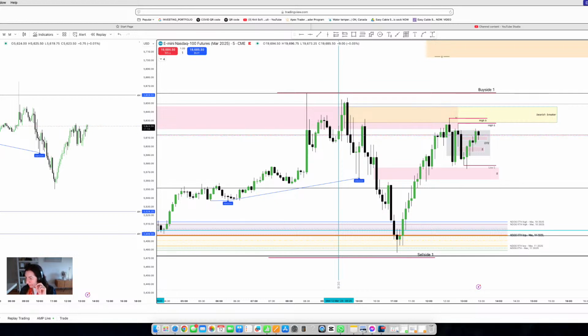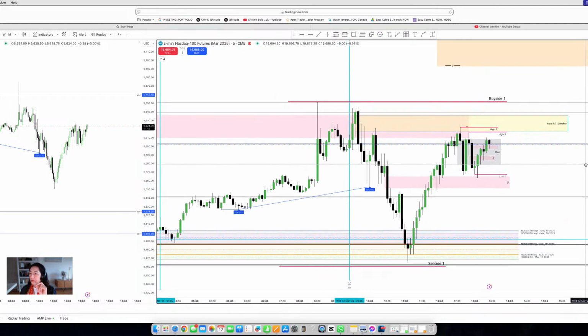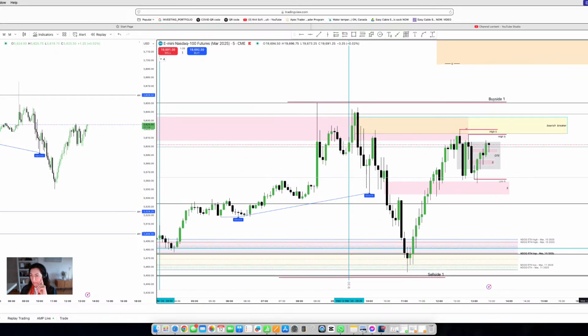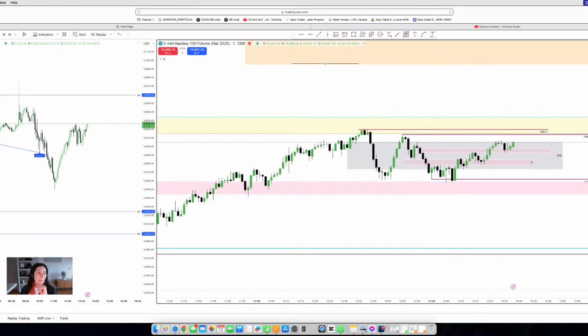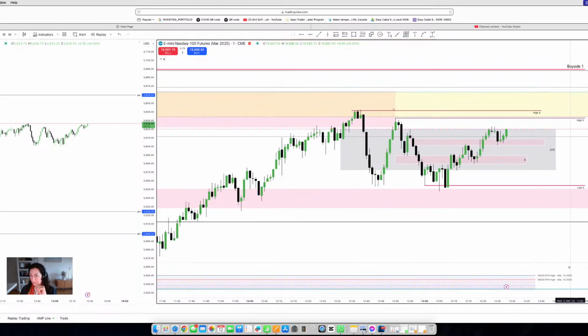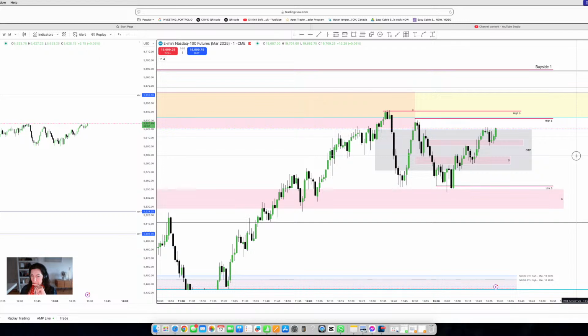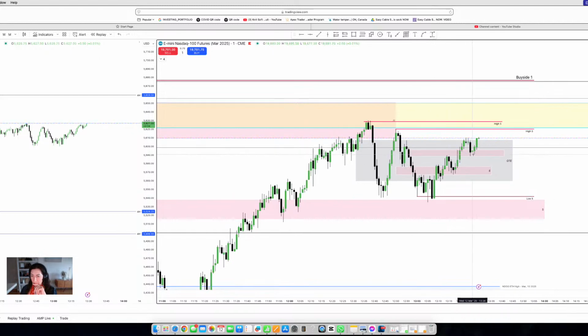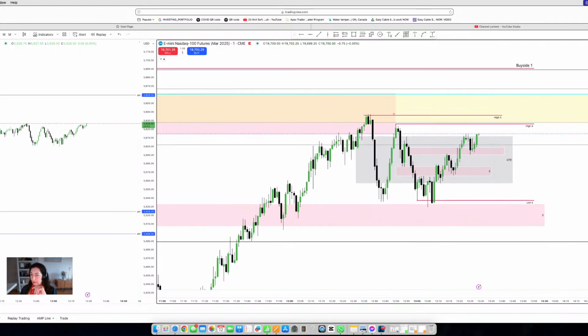Okay, failed to make a lower low at 105, so there's a divergence. Inverted fair value gap on the 1 minute.